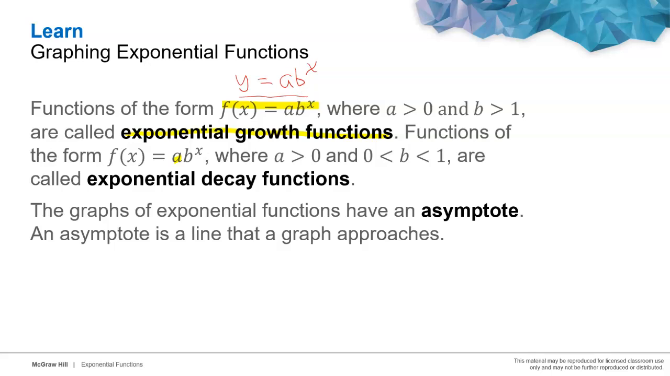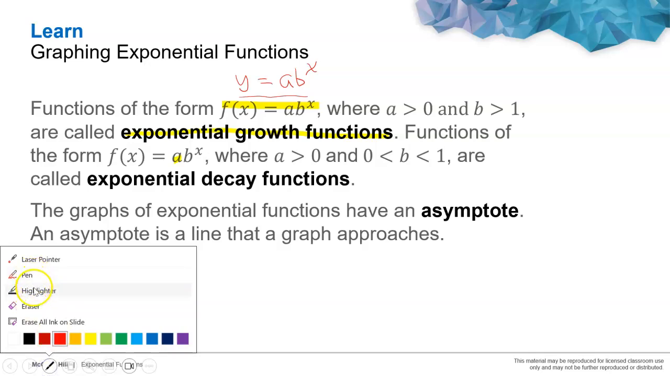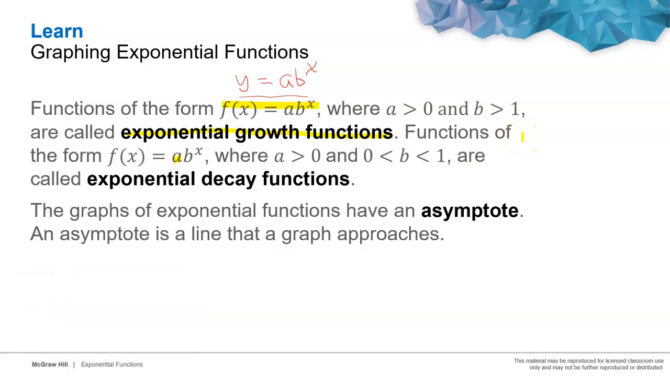Now, that function is going to be what we call a growth function when that term b is greater than 1. So that's something you may want to highlight on this one too. It's exponential growth when b is greater than 1. Now you can also have an exponential function where b is going to be between 0 and 1. What that means is it's going to be a fraction or a decimal. Then we call it an exponential decay function. So I would maybe write this next to those definitions.